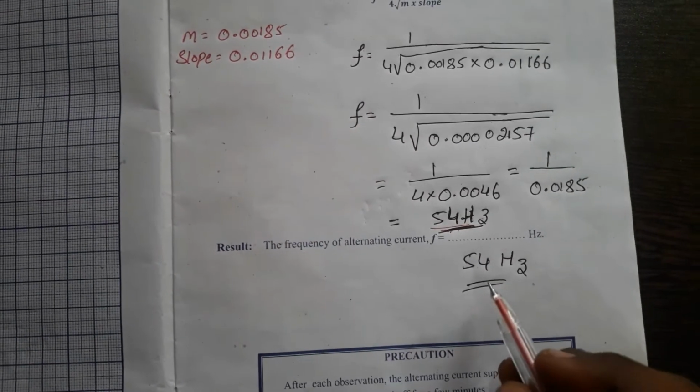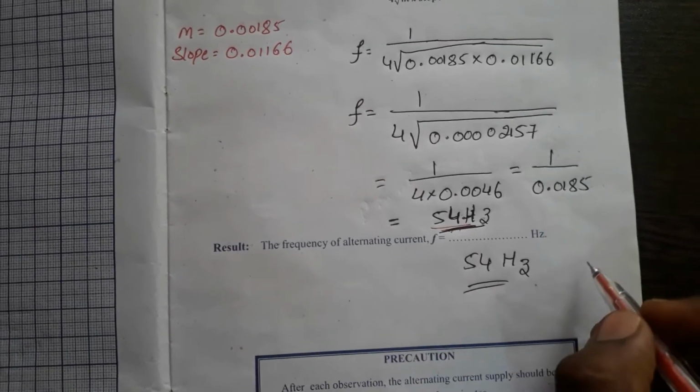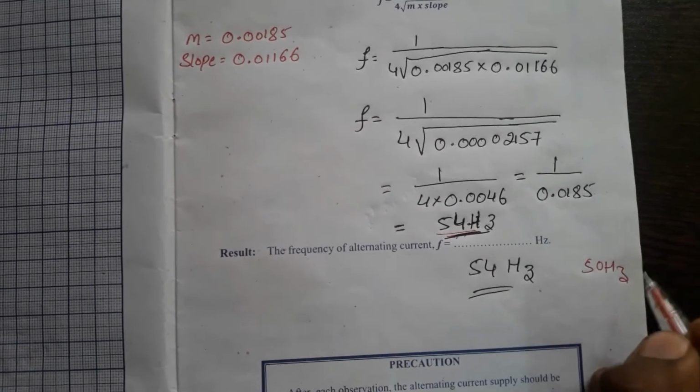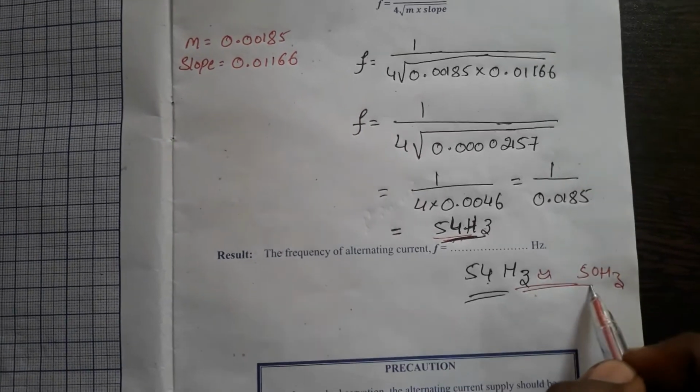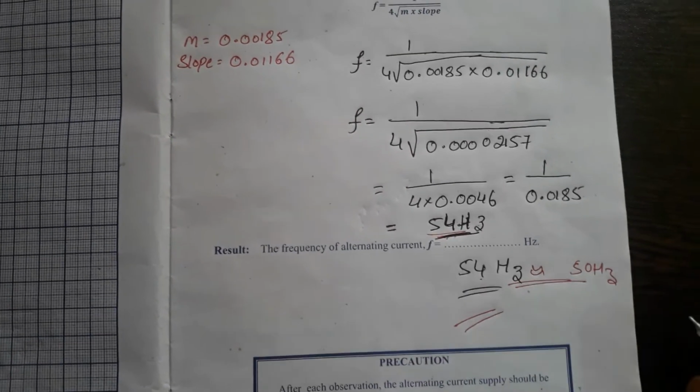In general, the frequency of AC is 50 Hertz, but the 54 Hertz is nearly equal to the 50 Hertz. Is it right? That's all, guys.